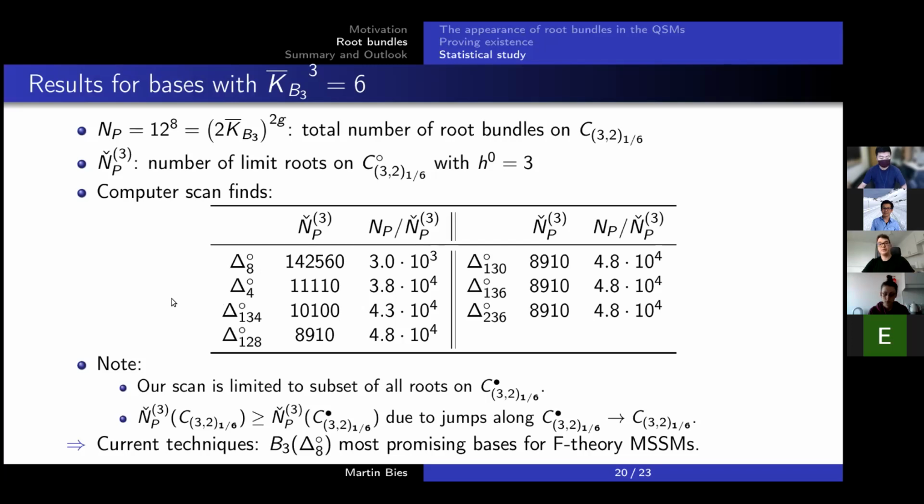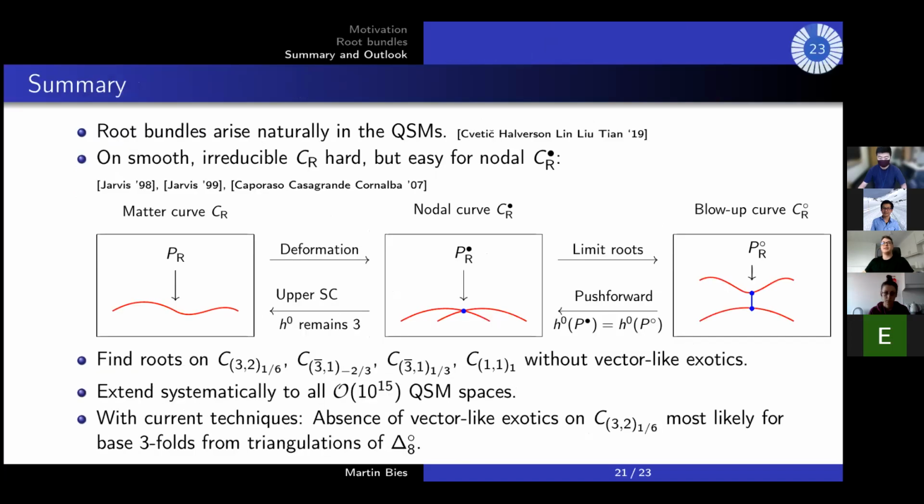So even though our scan is limited, as it only looks for a particular subset of all roots, and we don't fully understand the jumps that happen as we go from the nodal to the smooth curve with the current techniques, it still seems as if the most promising space for absence of vector-like exotics on the quark doublet curve is any base space that is obtained from triangulations of the Delta 8. So with that said, I'm ready to summarize. Namely, I hope I could convey that root bundles appear naturally in the QSMs.